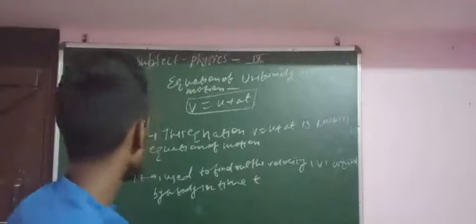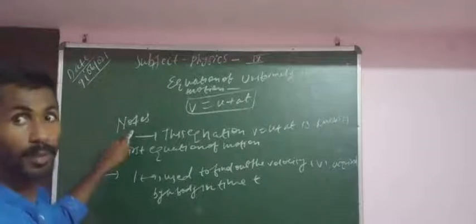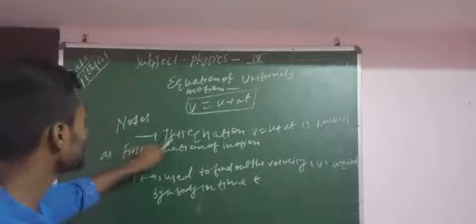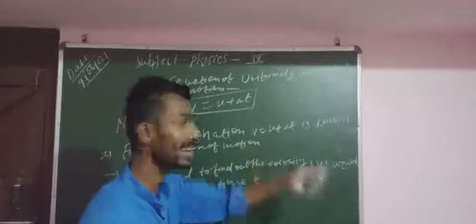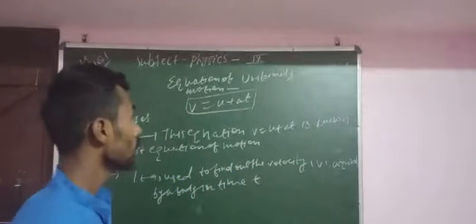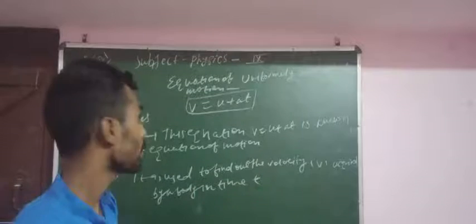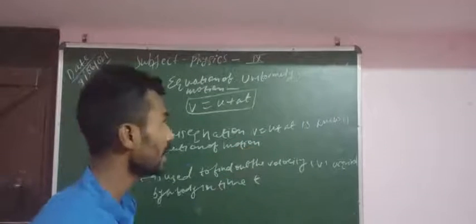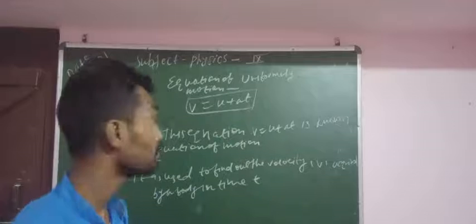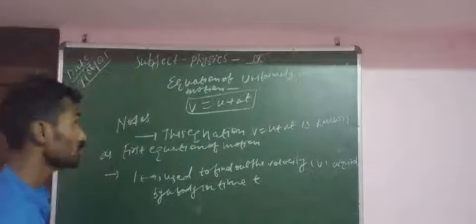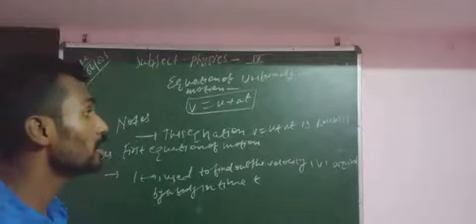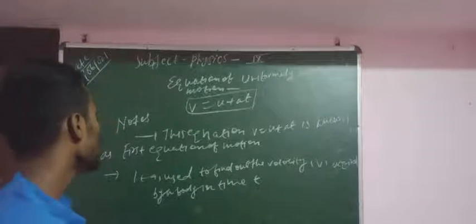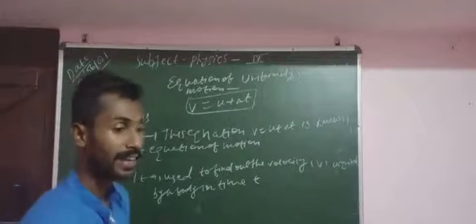First equation of motion is proved from the acceleration. That means in notes some important points. First point is that this equation, that means v equals u plus at, is known as the first equation of motion, and it is used to find out the velocity v, that is velocity v acquired by a body in time t.